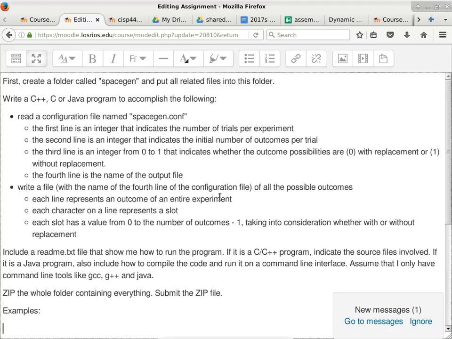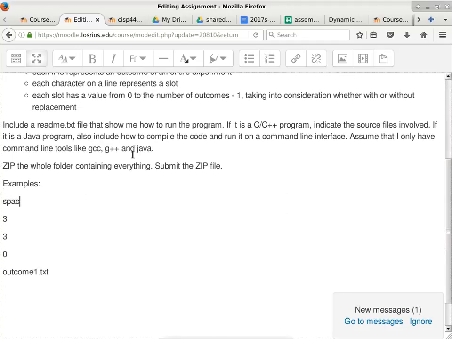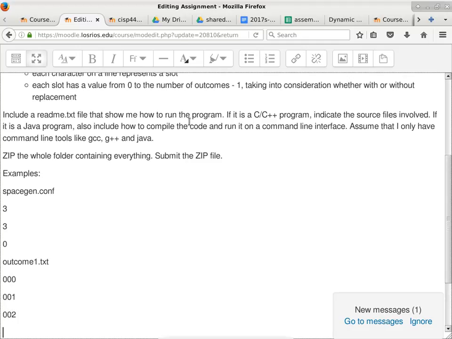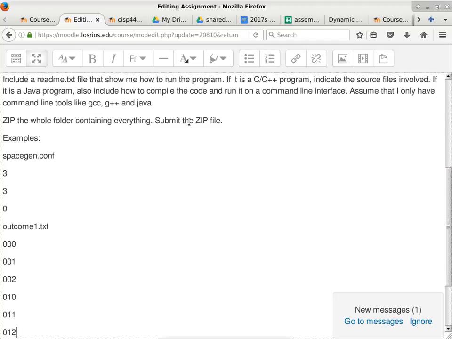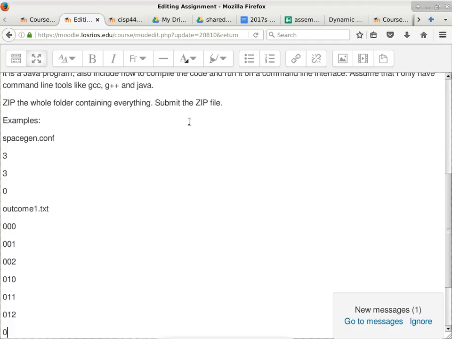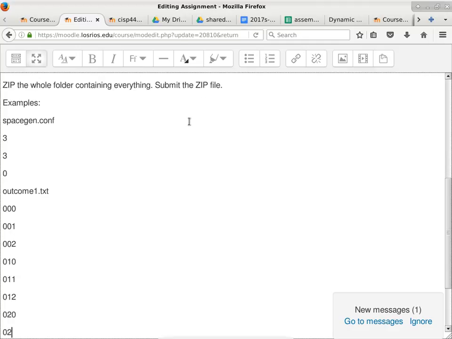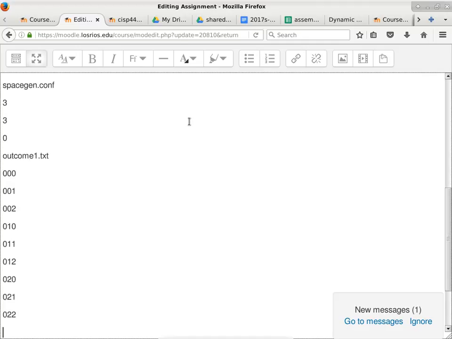So if this is the input, the following is the input of the configuration file, and the name of the configuration file is always spacegen.conf. Then the output of this program is going to be what? And everything is 0 oriented. So on the first line, 000, 001, 002, 010, 011, 012, and then you have 020, 021, 022, and then you have 100, and so on.